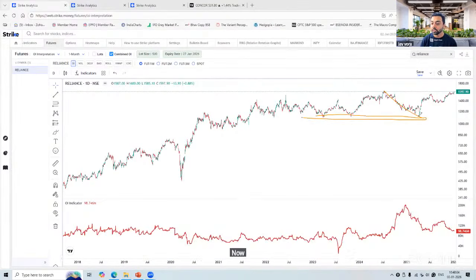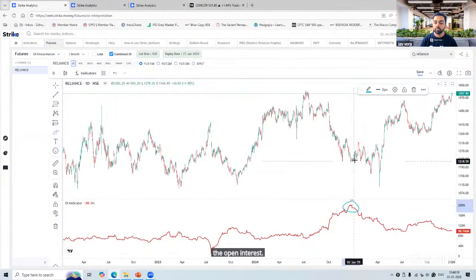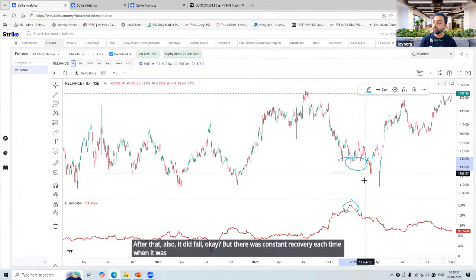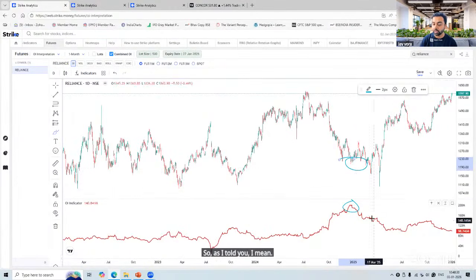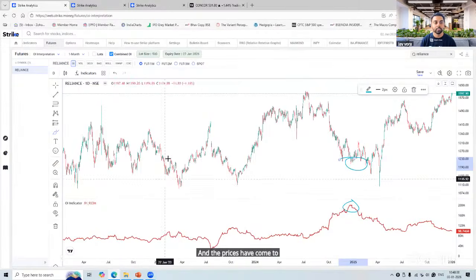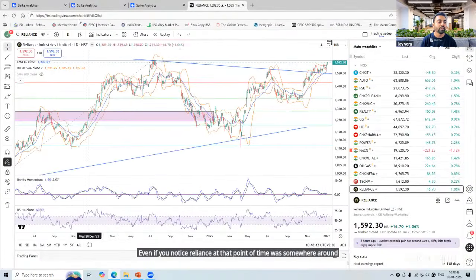Now you imagine a stock like Reliance has rallied 50% after that. What you notice over here was the open interest peaked out. After that also it did fall, but there was constant recovery each time. So as I told you, it might end up testing your patience, but all you know is that the open interest is very high and the prices have come to important support levels. Even if you notice, Reliance at that point of time was somewhere around its weekly monthly average.